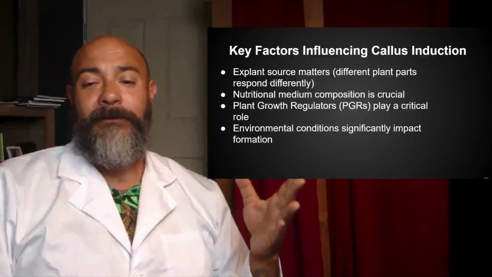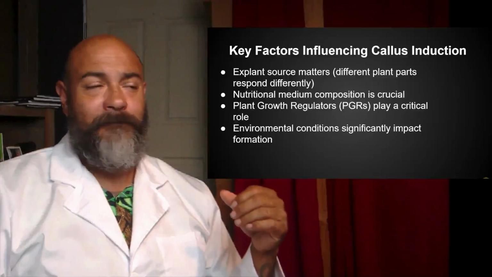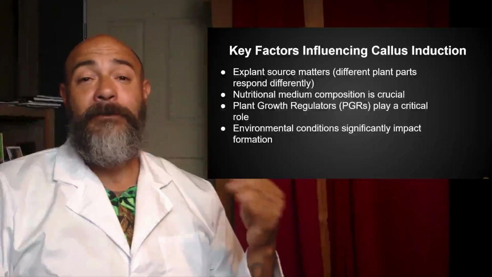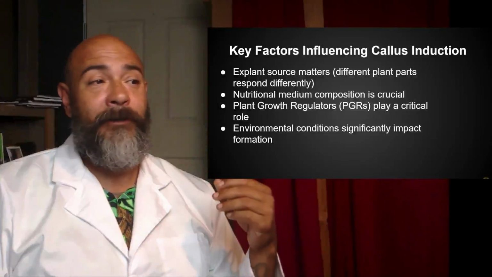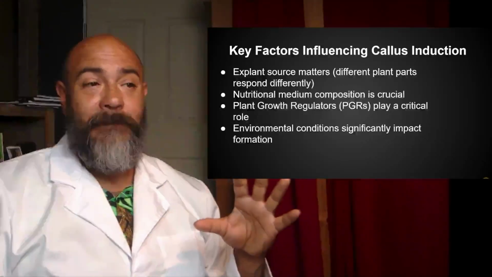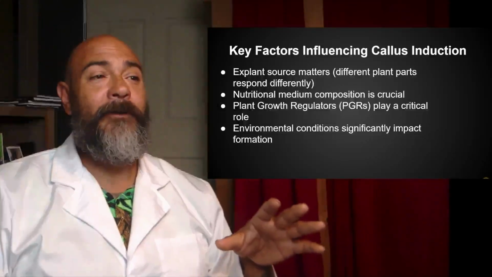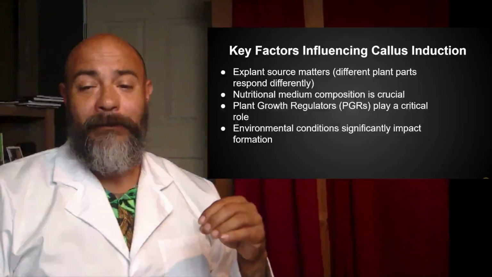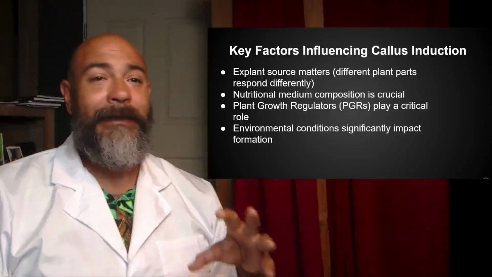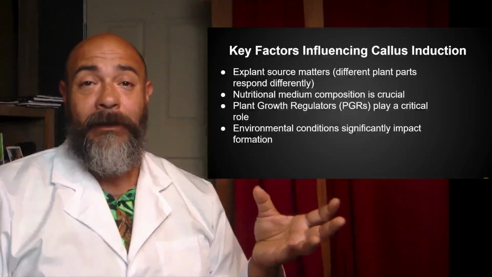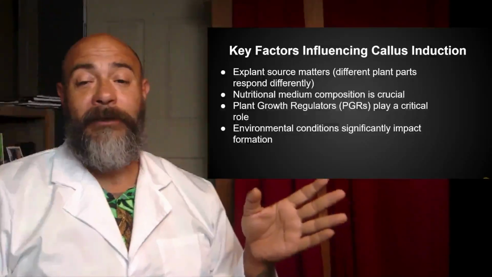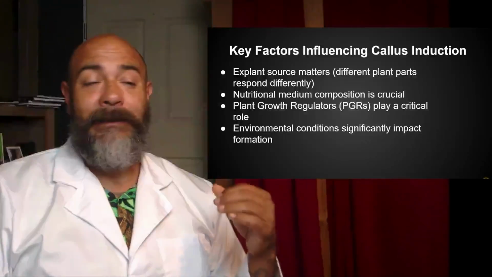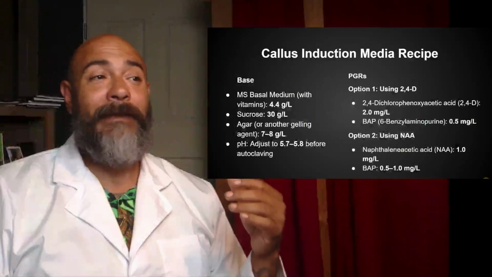So what are the key factors to creating the callus? Well, your explant source matters, just as we spoke earlier. You can create it from leaves, you can create it from stem material, you can take it from root material. The nutritional media composition is crucial. If it doesn't have the proper nutrients, it will not grow the callus material. And the plant growth regulators are truly the key. That is the key to making it create the callus formation as opposed to shoot proliferation or root formation. And then finally, your environmental conditions significantly impact the formation of the callus tissue.